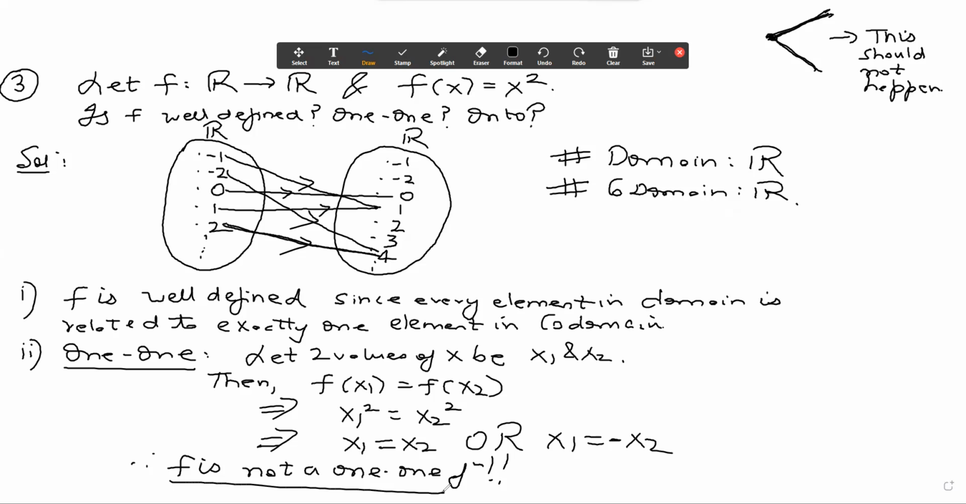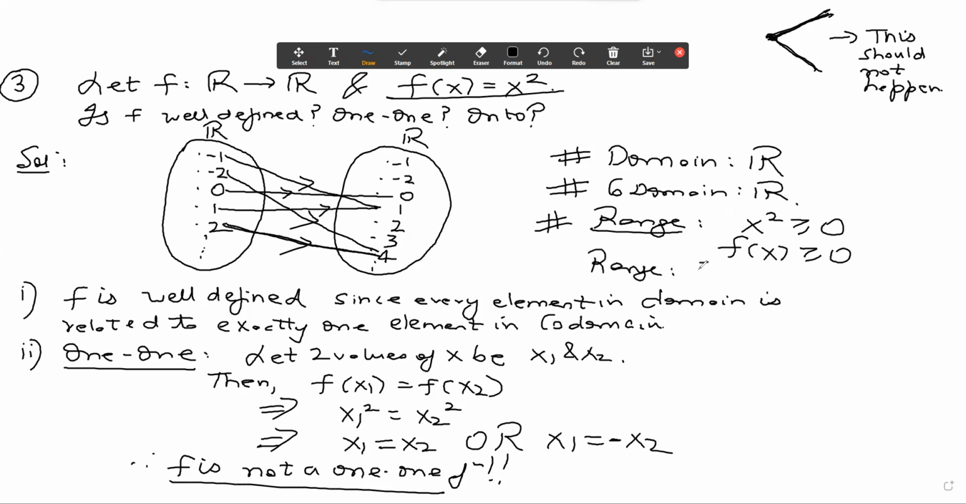And guys, if I ask you to find the range, how will I find the range? We know that x square is greater than equal to 0. Square of any number is greater than equal to 0. What is x square? f of x. It's always greater than equal to 0. So guys, my range will be closed 0 to infinity. I can also say that my range will be the set of all non-negative real numbers.